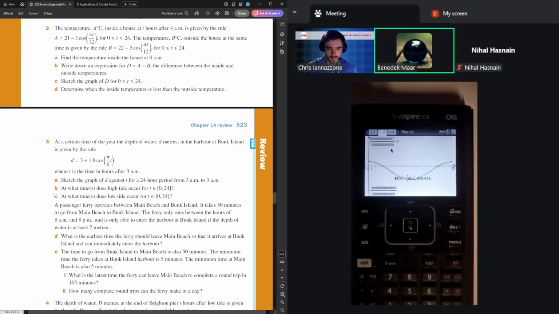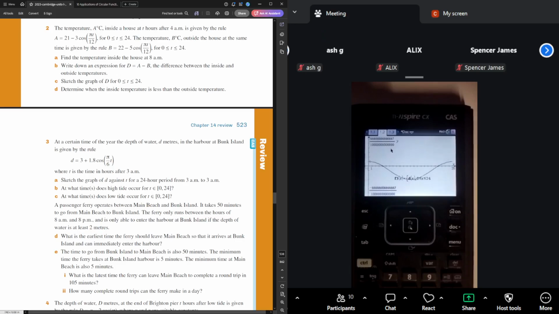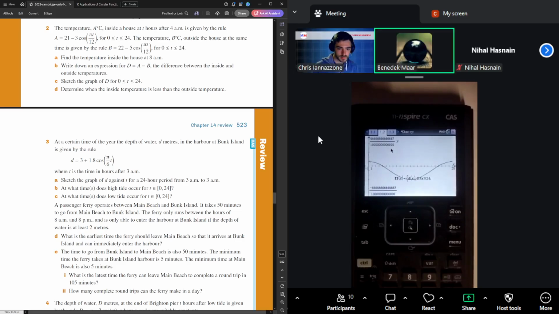Would you do this by graphing both equations? Yeah, you can graph both equations and then determine when one is above the other or when one is below the other. That's one way to do it, redefining from there. I think someone else had an idea as well. Will this be when the graph is negative?